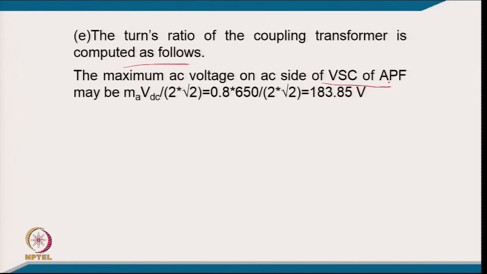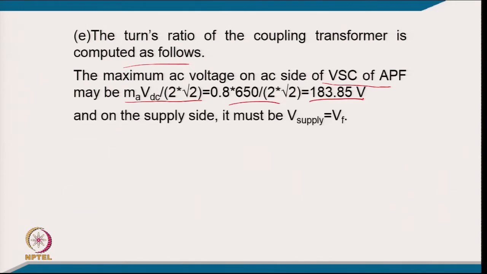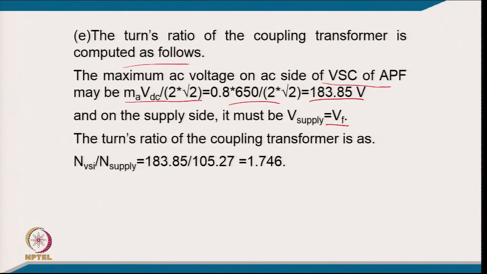Now, the turns ratio of the coupling transformer is computed as follows. The maximum AC voltage on the AC side of the voltage source inverter of the series active filter can generate comes to 183.85, and on the supply side it must be VF, which we have calculated for the series active filter. The turns ratio of the coupling transformer can be calculated from the voltage on the VSI and the voltage to be injected on the supply side.